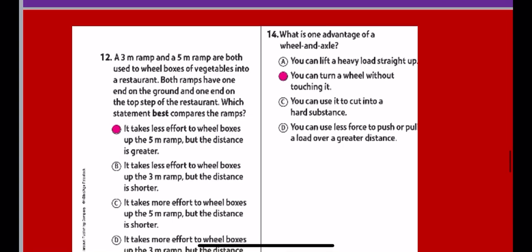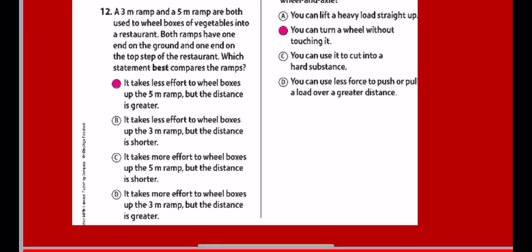Okay, number 12, definitely it takes less effort to wheel boxes up to the ramp, which is the longer, but the distance is greater. Remember we said that? Yes, even if it's a greater distance, but you are using less force and you are making less effort. So this is the purpose of making a simple machine, and this is the suitable sentence for this question. Thank you. If you got it right, put a big star for yourself.